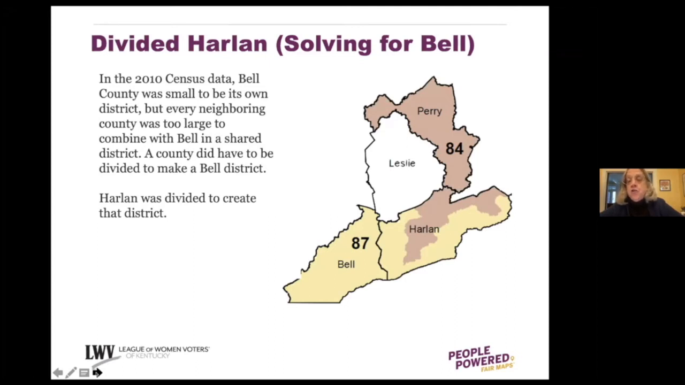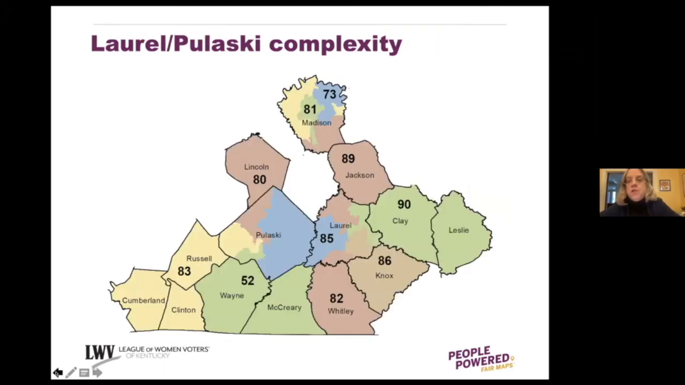In this version, I think this is a kind of ugly version of how to do the division. And it's Harlan that got divided, even though it's Bell that was where the numerical problem started out. Just to give you another example of this really dividing people up a whole lot, here's what happened to Laurel and Pulaski, who between them are connected with an amazing number of counties, all of them making withdrawals from those 2 large counties as though they were piggy banks.